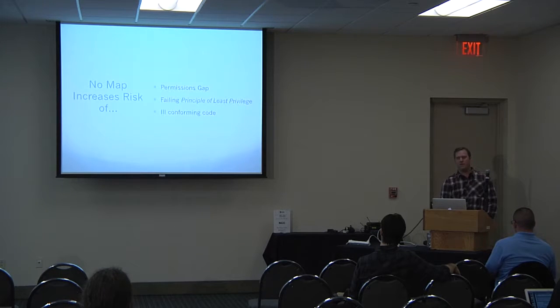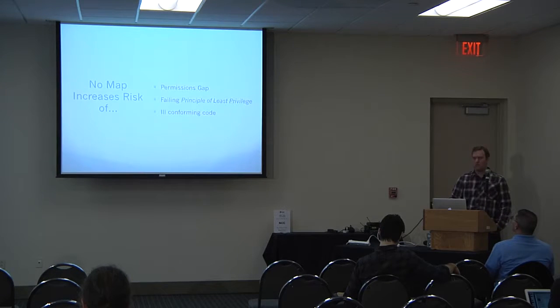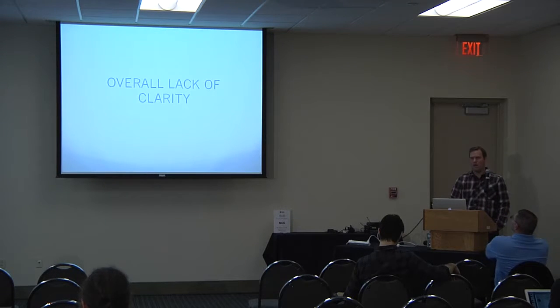And not having this map has a number of effects that I see. It increases this notion of what is called a permissions gap, or the likelihood of a permissions gap. Also, it increases the possibility of failing the principle of least privilege, and also encourages the possibility of ill-conforming code. It is also my opinion that not having a map increases this overall lack of clarity.